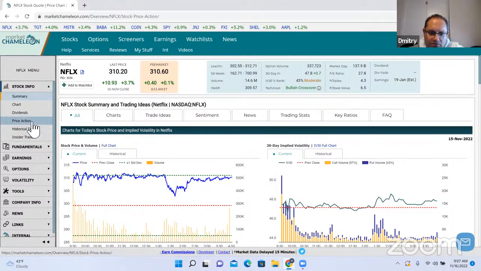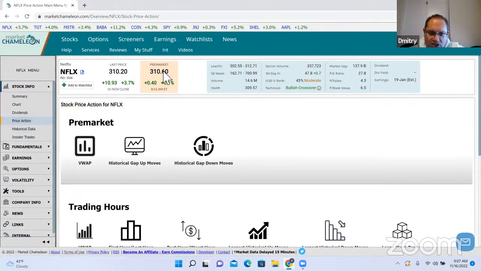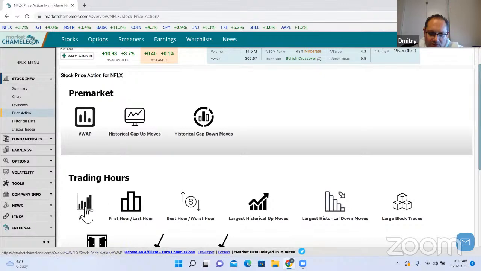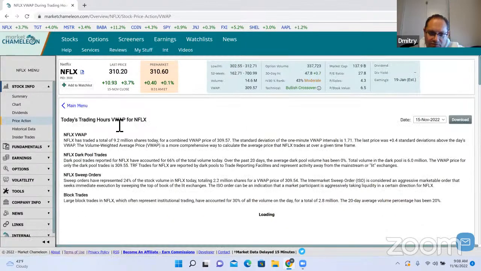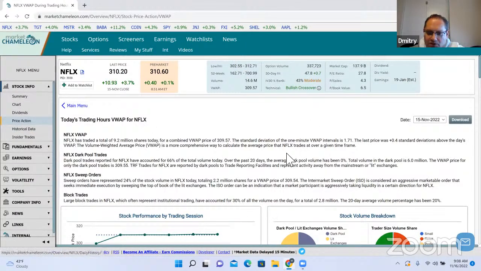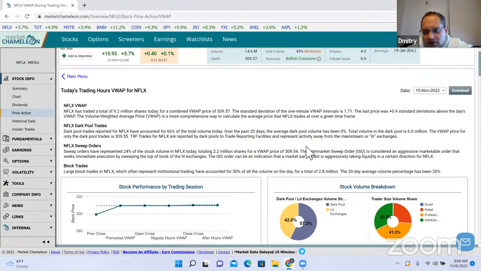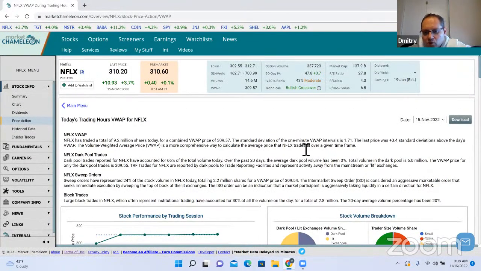I'm going to go over here to the price action, and then to the VWAP page. Okay, price action VWAP. And yesterday, I think the question was, if I recall, can you see the volume breakdown of a stock trading pre-market, regular trading hours, after hours?